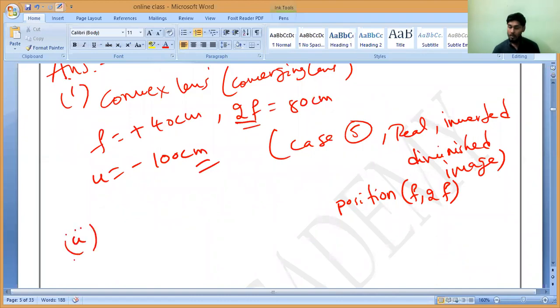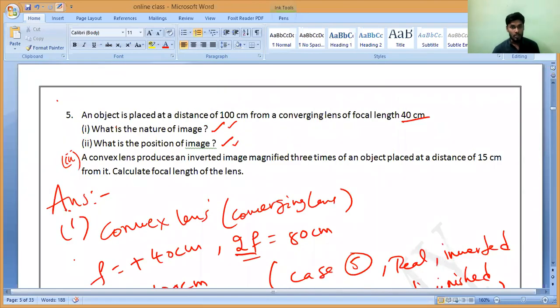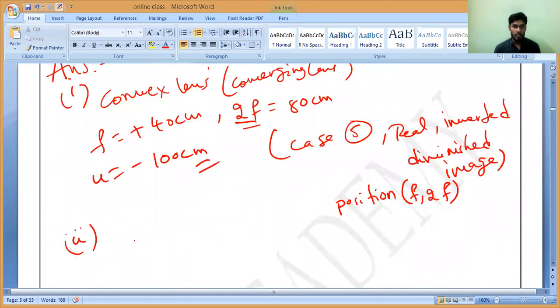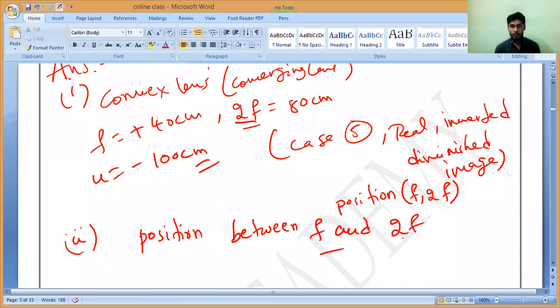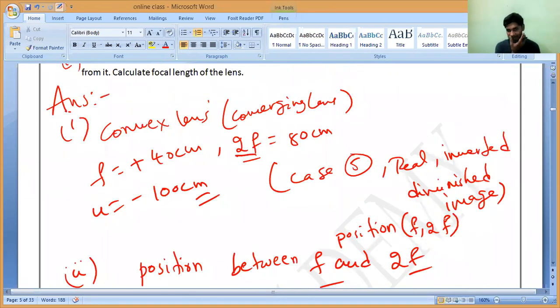Second question: what is the position of the image? Position you have already answered. Same, sir. Between F and 2F. They are asking about the image now, sir. Between F and 2F. Yes, sir. You understand?